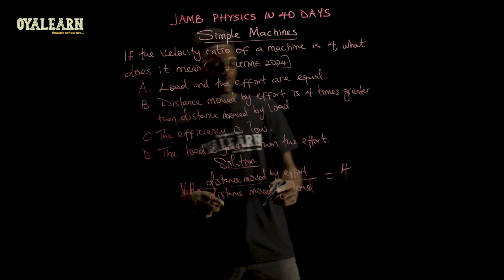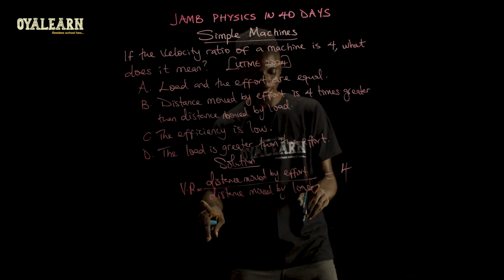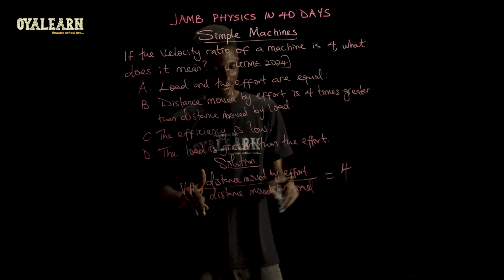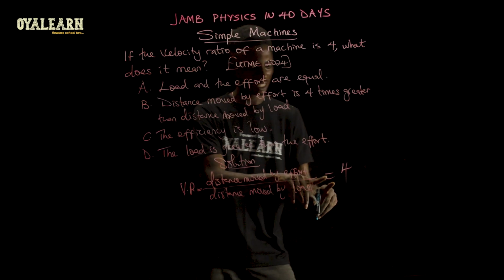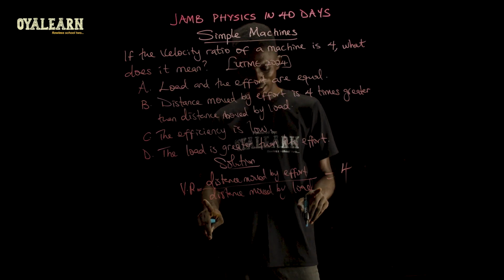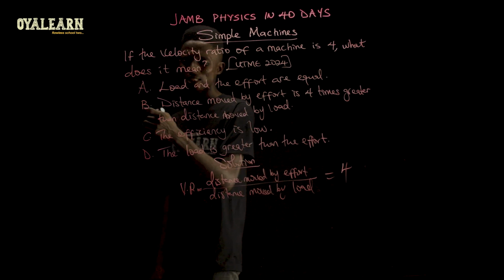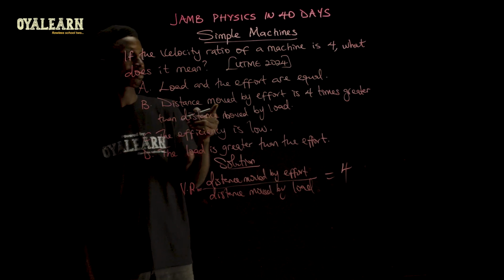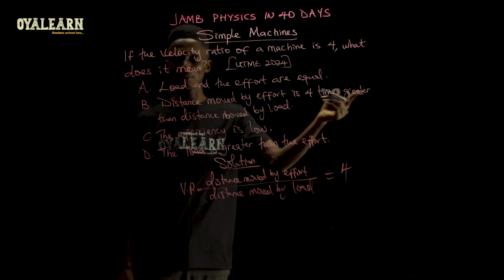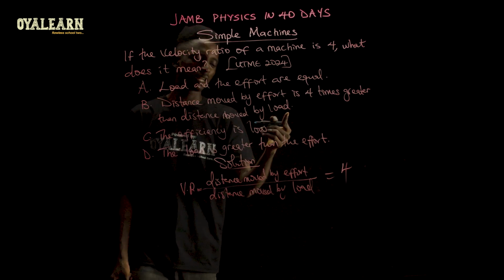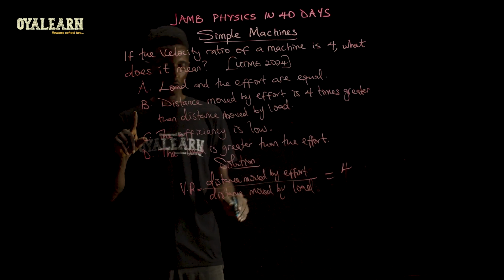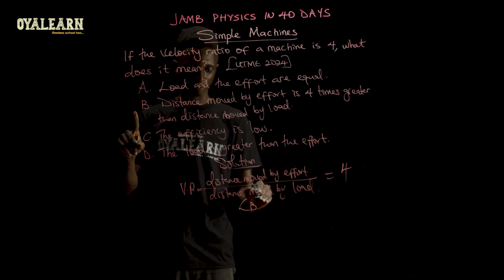So if we're going to linearize this part here, we just cross multiply and take this to the other side. You then see that distance moved by effort equals 4 times distance moved by load. And the option that describes that is option B, where we have distance moved by effort is 4 times greater than distance moved by load. So the correct option to go for is therefore B.